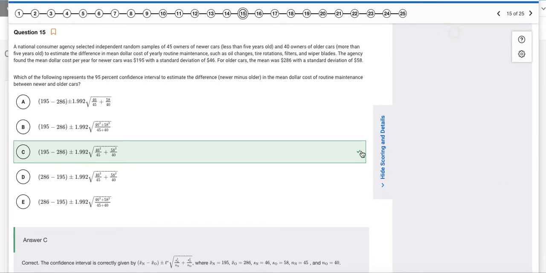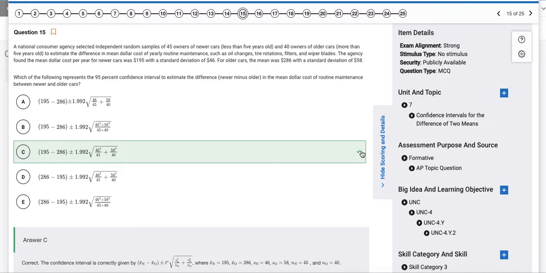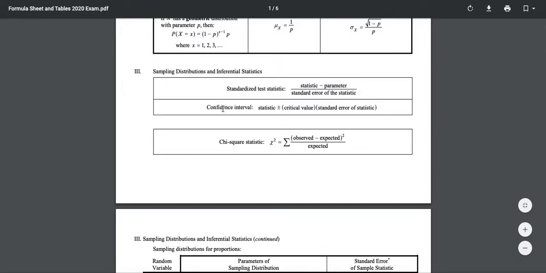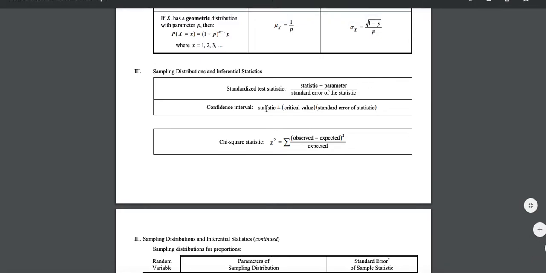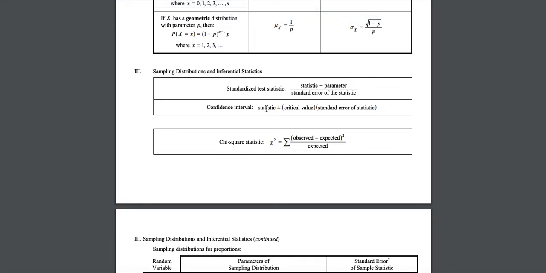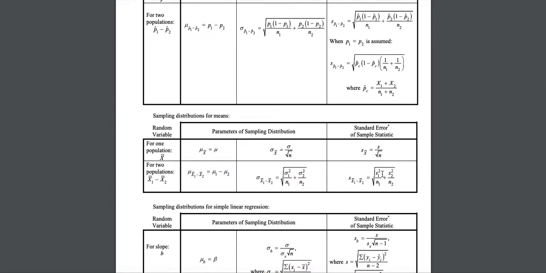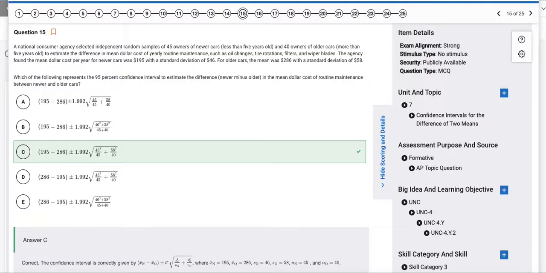Okay. Number 15 is asking for the formula for a confidence interval. So let's go back to our formula sheet. Remember, the confidence interval formula is the same for all types of inference situations. It's our statistic, in this case the difference between our two sample means, plus or minus our critical value, times our standard error. And remember, our standard error formula is this right here. So it's a difference in our two sample means plus or minus our critical value.